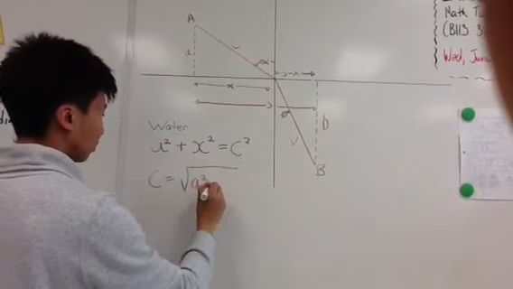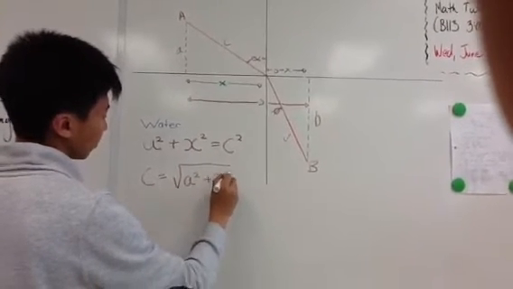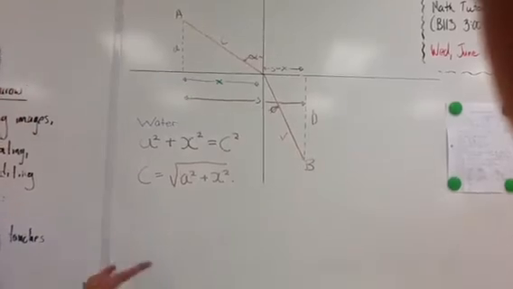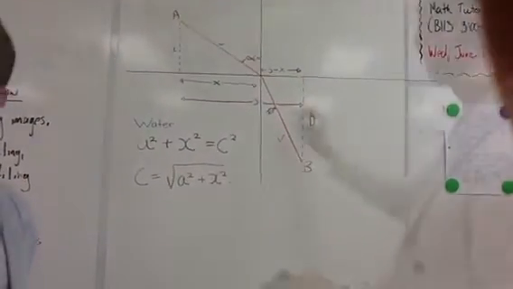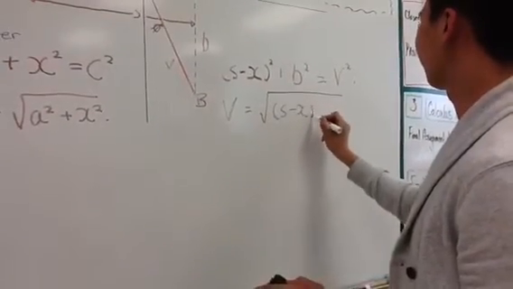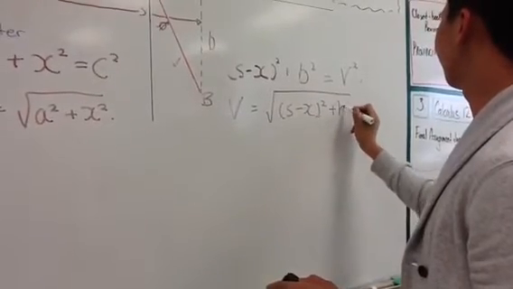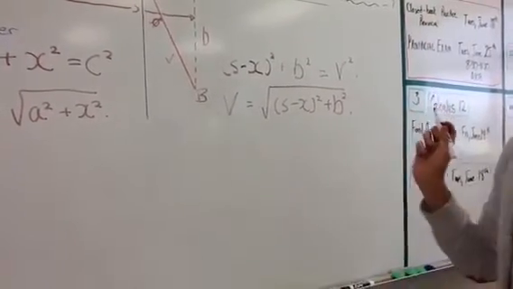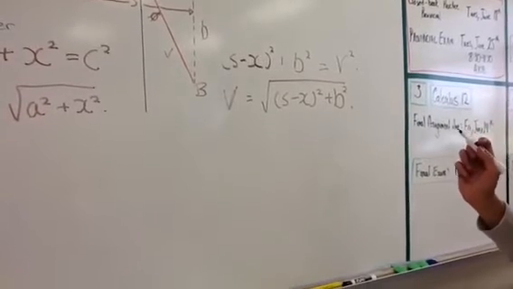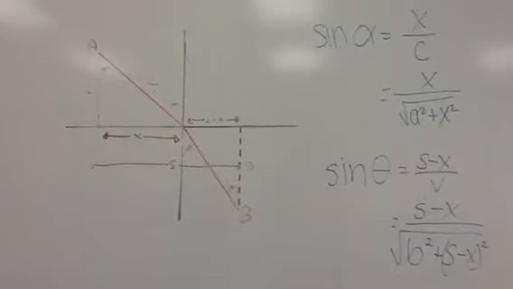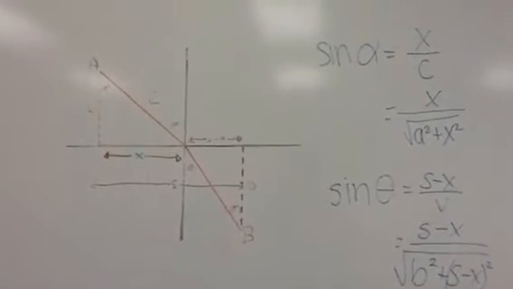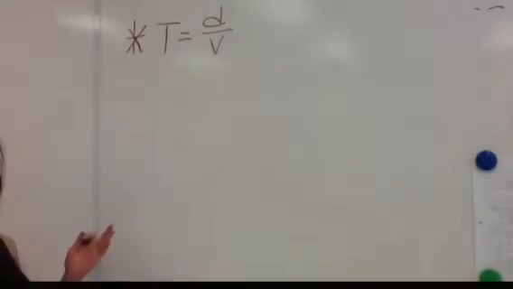By using the Pythagoras theorem, we can solve for c, which is the distance traveled above the water. And thus, we can do the same on the other side and solve for v, which is the distance traveled below the water. Then, by using trigonometry, we can solve for the angles alpha and beta.